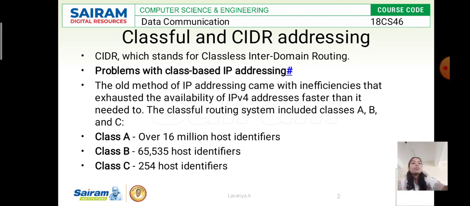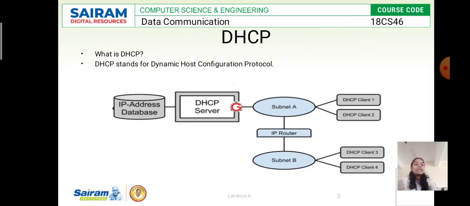So the next topic is DHCP. DHCP stands for Dynamic Host Configuration Protocol. As the name suggests, it controls the network configuration of the host through a remote server. I am repeating, it is used to control the network configuration of the host through a remote server.